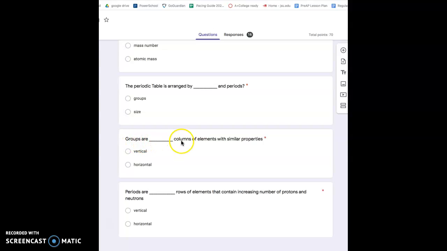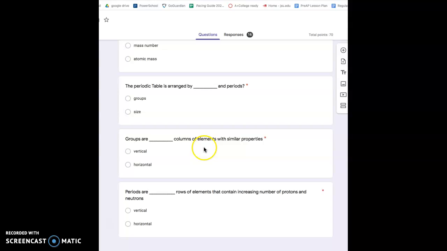Groups are blank columns of elements with similar properties. Vertical or horizontal. Remember, vertical goes up and down, horizontal goes side to side. So are groups up and down or side to side? Periods are blank rows of elements that contain increasing numbers of protons and neutrons. Is it vertical or horizontal?